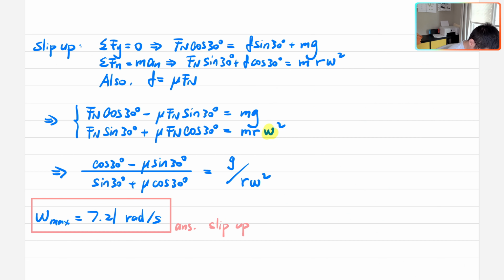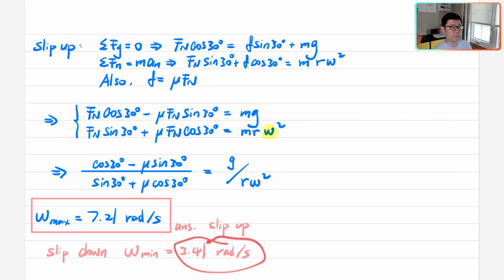And slip down. For the slip down scenario, your omega minimum can be calculated as 3.41 radians per second. From the physics perspective, that means if the cone is spinning at less than 3.41 radians per second, the block is going to slide down. Okay, that's it. Thank you for watching. I'll see you next time.